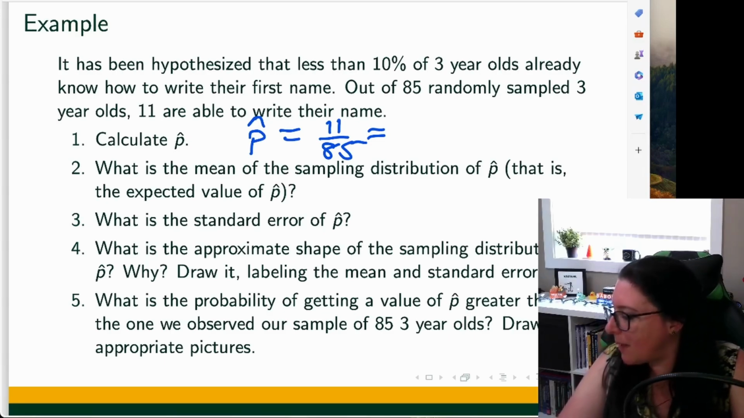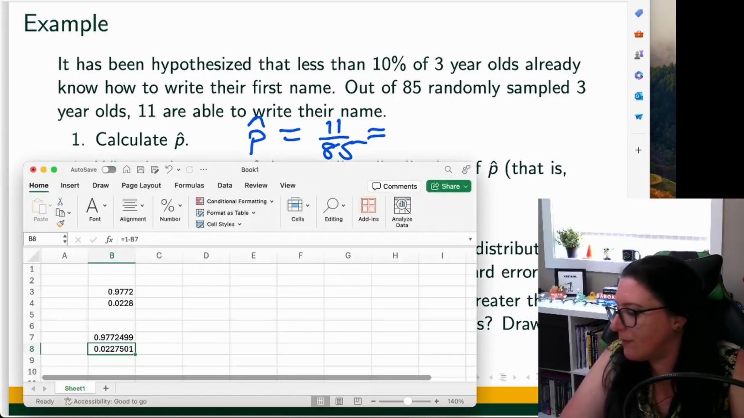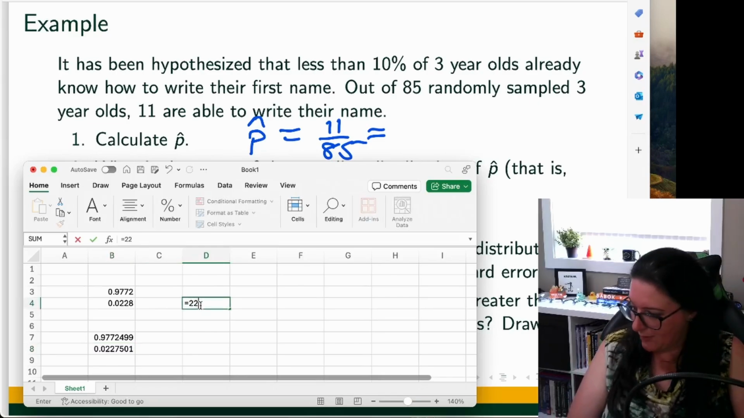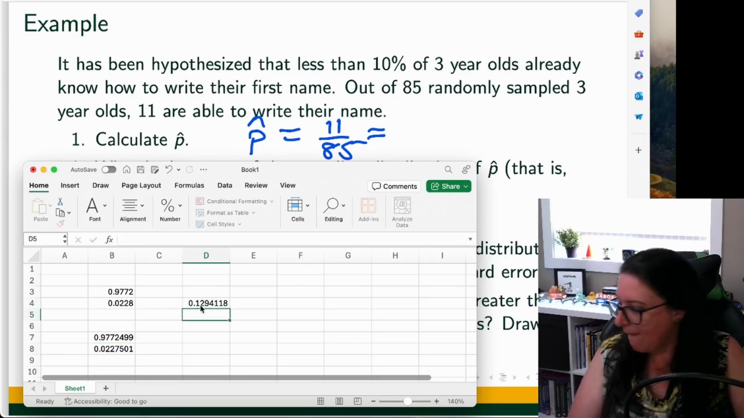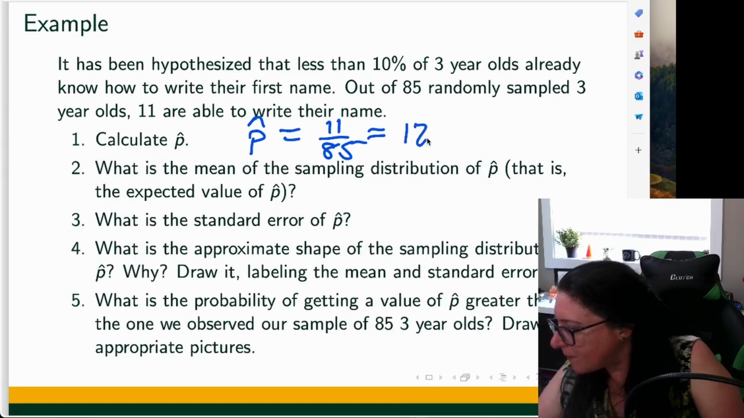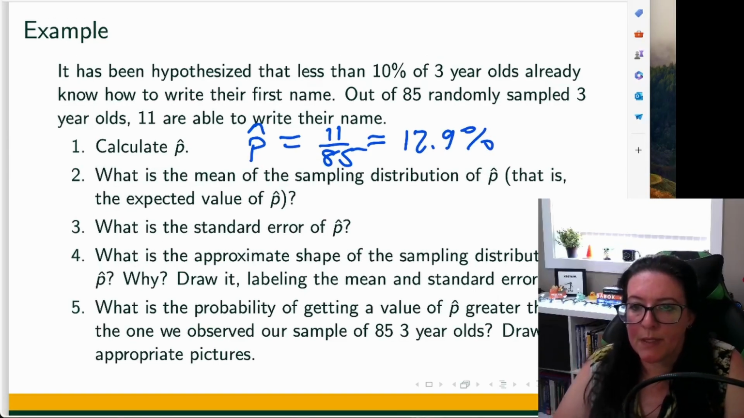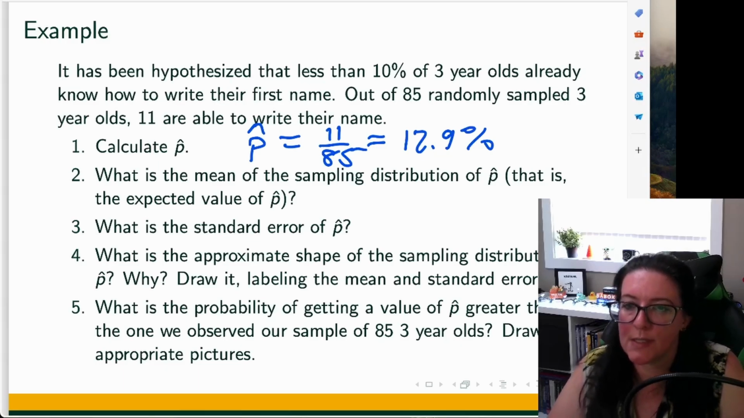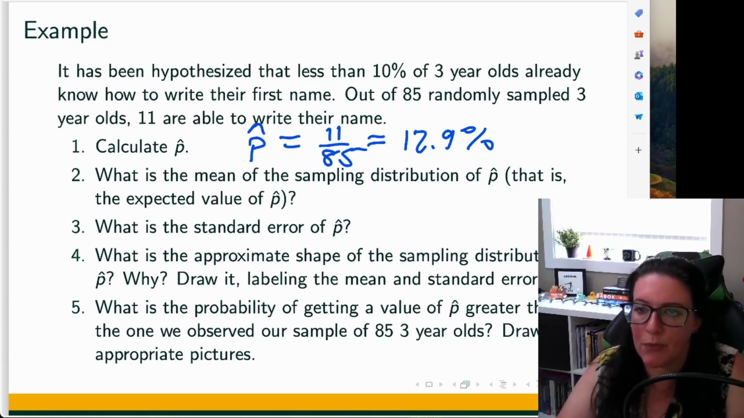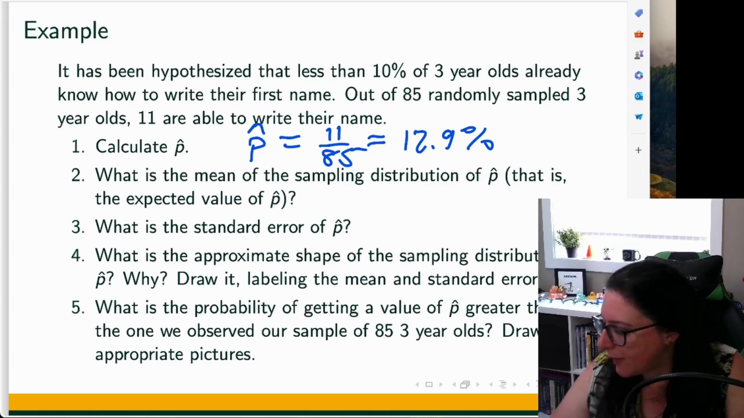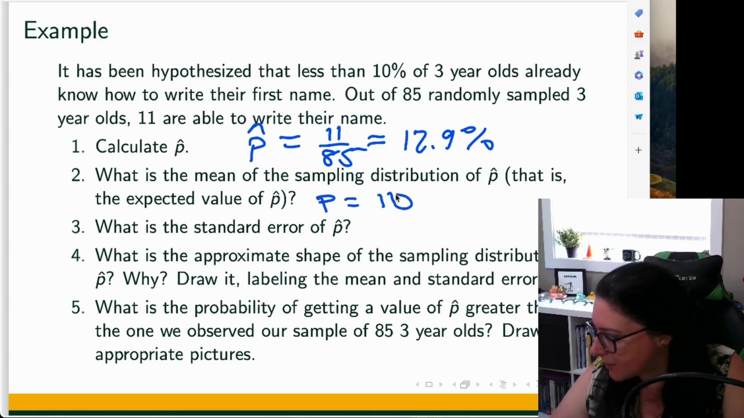Sometimes I pre-calculate these and write them down to save us time, and others I don't, so then I have to do it here. 11 divided by 85. All right, 12.9%. So what is the mean of the sampling distribution of p hat, the expected value of p hat? Well, in this question, it's been hypothesized that less than 10% of 3-year-olds already know how to write their first name. So we are looking at a p, so we think p is 10%.